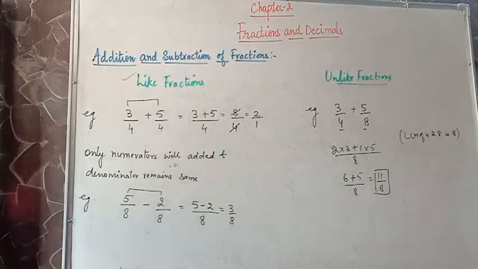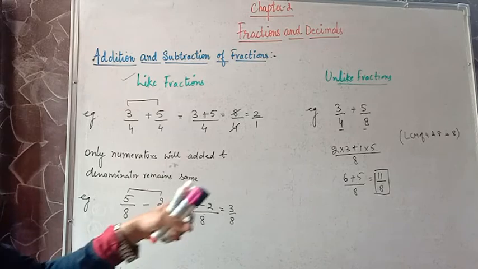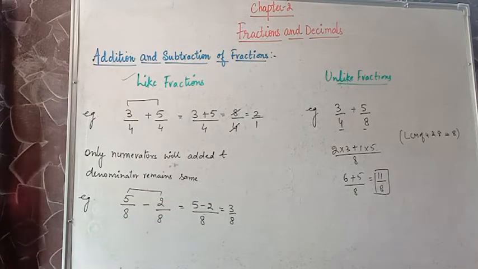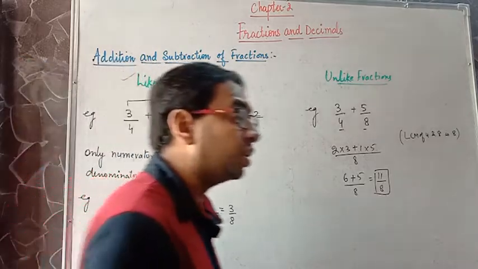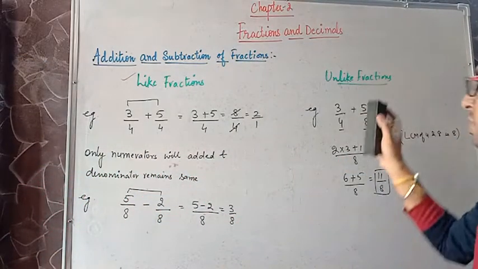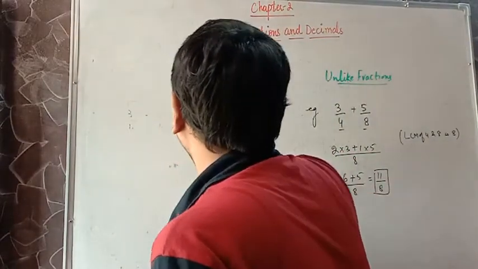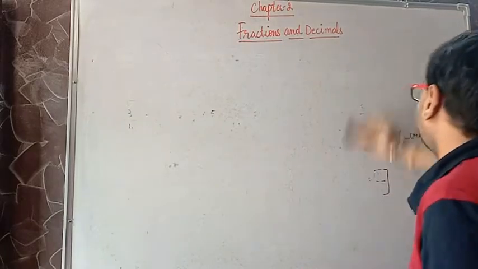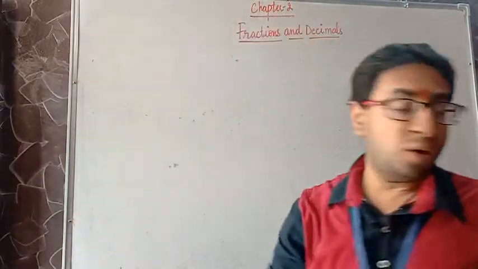Simply we have to take the LCM and then we have to convert them into like fraction, and after converting into like fraction, the way we add like fraction or subtract like fraction, we have to do it. Clear with the concept? Next important topic is the standard form of a fraction or the lowest form of the fraction or non-reducible form of the fraction.